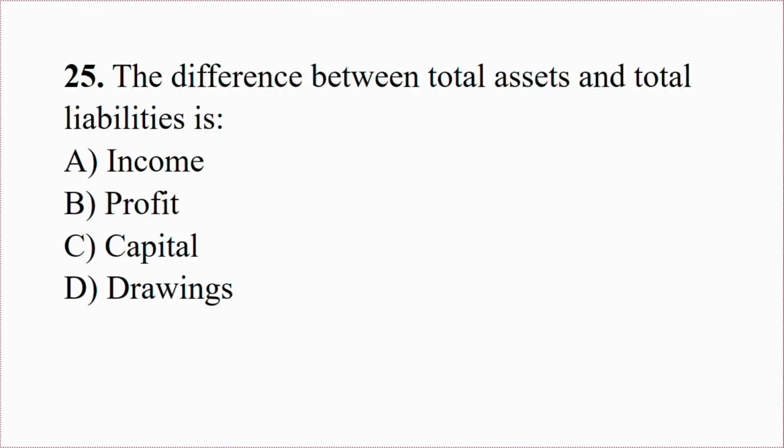25th question is, the difference between total assets and total liabilities is A. Income, B. Profit, C. Capital, D. Drawings. The correct answer is C, that is capital.